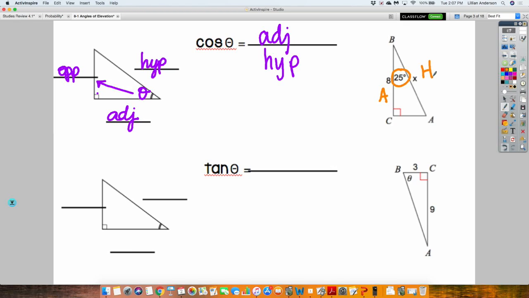So let's set this up. Cosine of our angle, which is 25 in this case, equals my adjacent side, which is 8, over my hypotenuse, which is x. Am I going to use the inverse here? No. I only use the inverse when I'm doing what? Looking for an angle. I'm not looking for an angle here. I have my angle. I'm looking for a side length. So now this just becomes algebra, like solving for your variable.